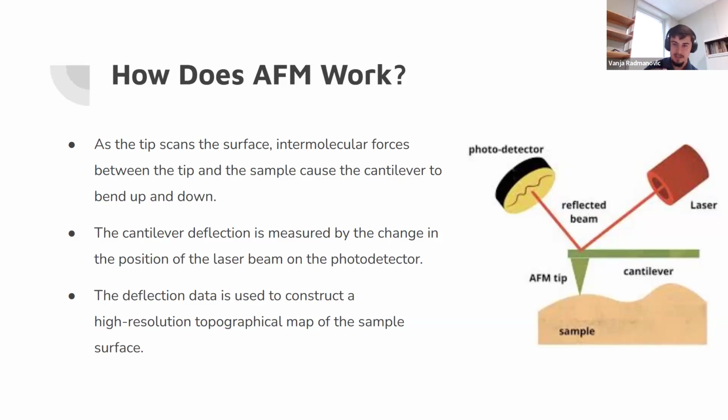And then this deflection of the cantilever, this data, is used to construct a high-resolution topographical map of the sample surface. So it's used to generate an image of what the probe is seeing on the sample surface.